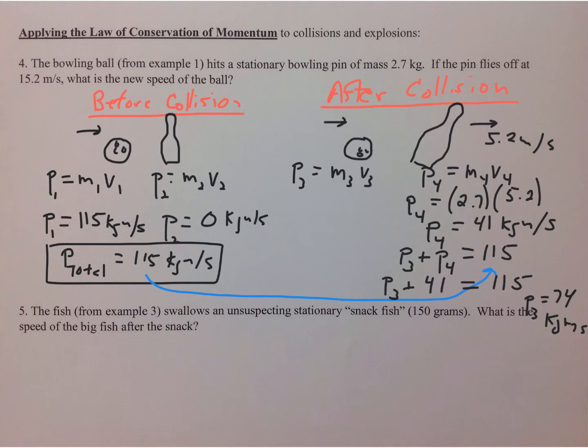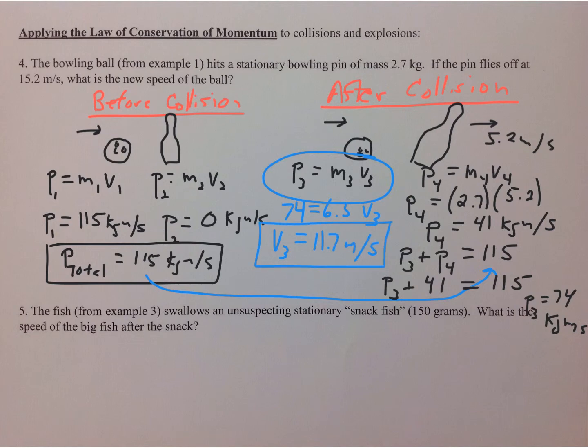What I'm going to do with that is I'm going to come over here to this equation, circle it in blue. I know that P3 now is 74. So 74 equals the mass of the ball. The mass of the ball is still what it was in problem number 1, 6.3 kilograms times V3. This is what we're after here now in blue. So V3, the velocity of the ball after it hits the pin, is 11.7. You can round that off to 12. 11.7 meters per second. That's the speed of the ball after it hits the pin. It got slowed down.